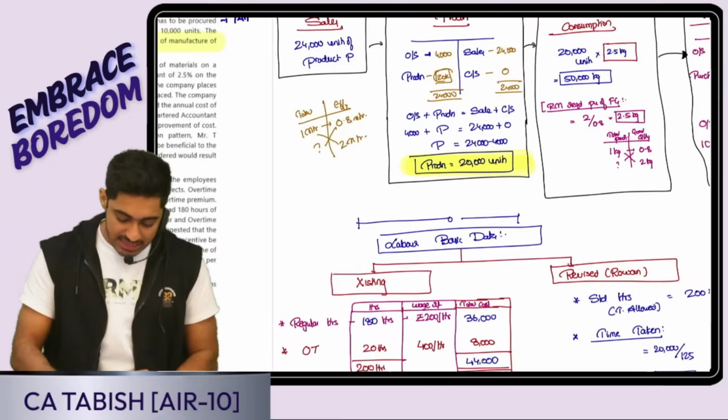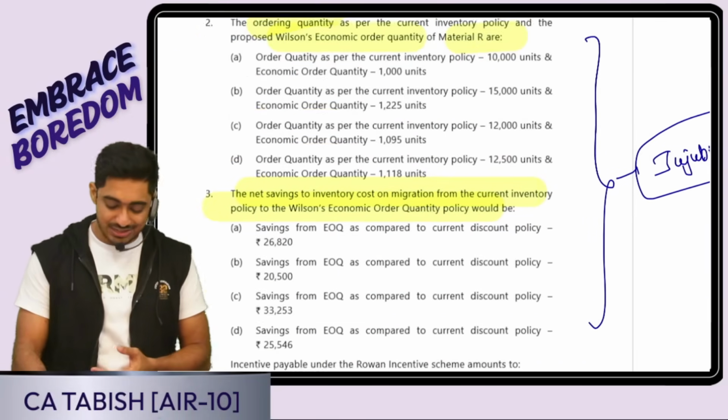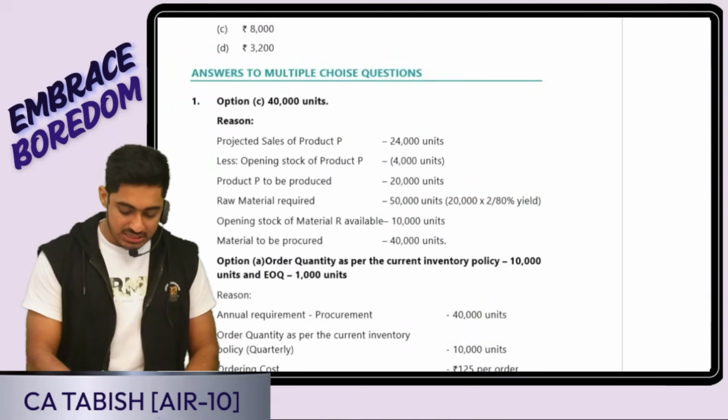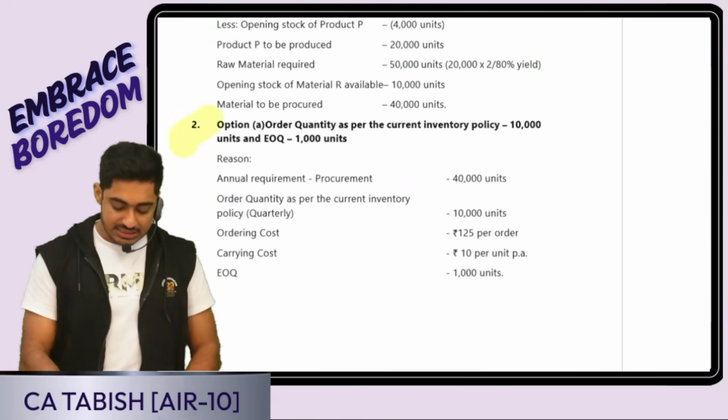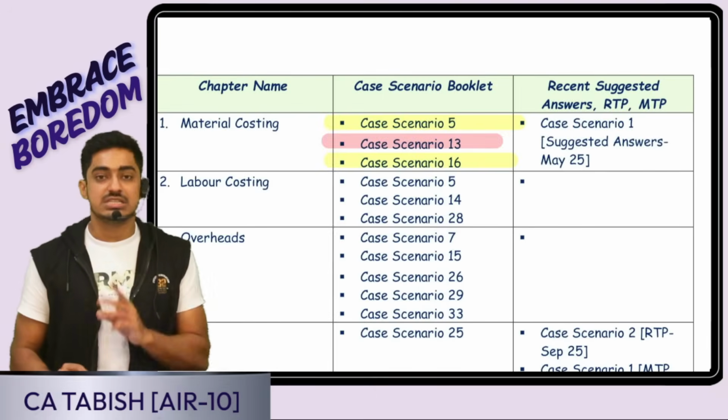Is this clear, everyone? Yes, the second and third parts are easy requirements. You try it by yourselves. Calculate EOQ, calculate cost savings. Is this clear, everyone? Okay. First one is option C, 40,000. Second and third, you can verify your answers. Is this clear, everyone? Okay. So these 3 questions are over.